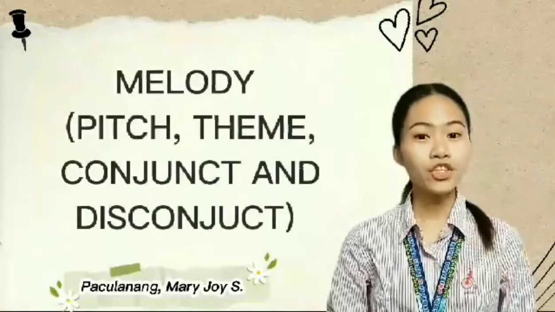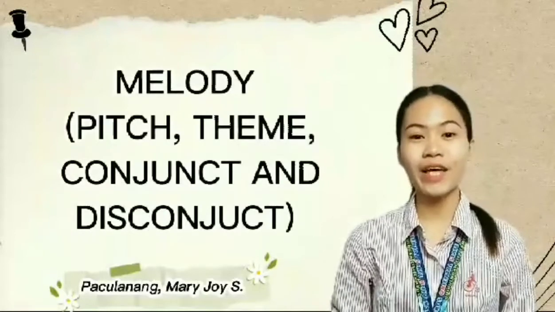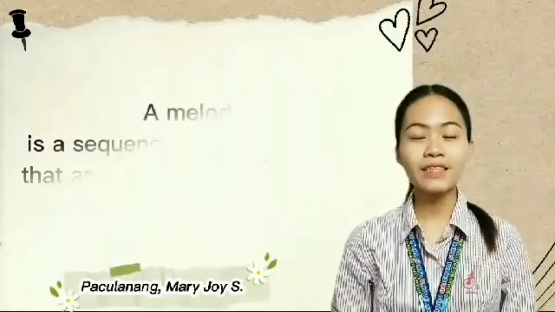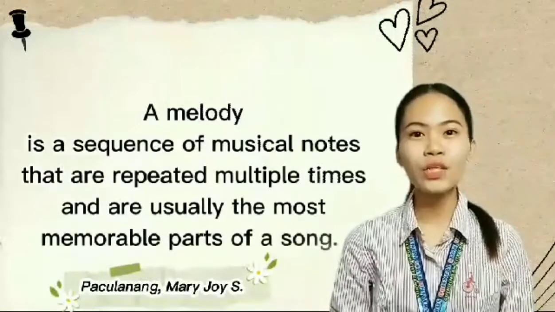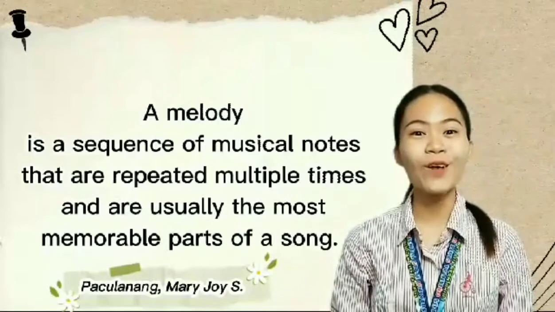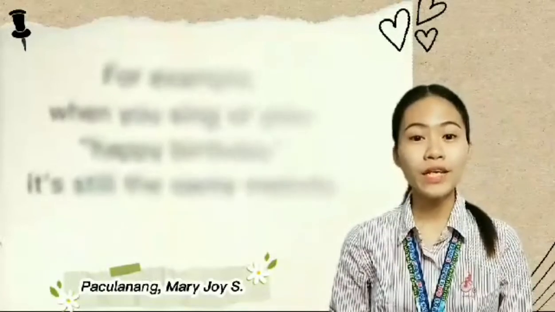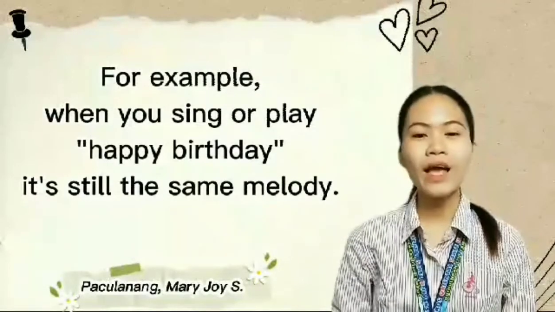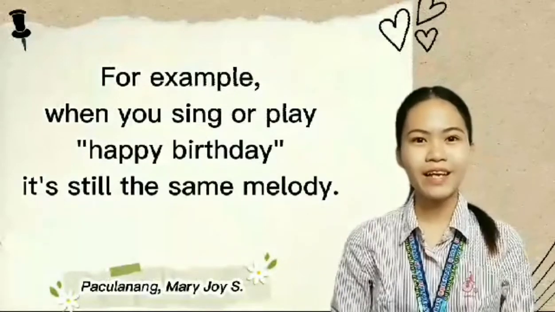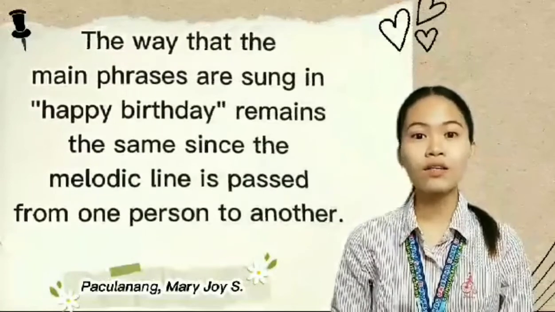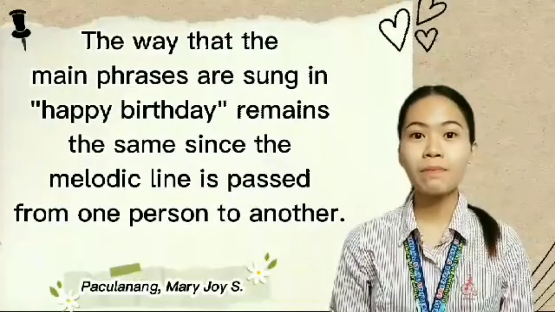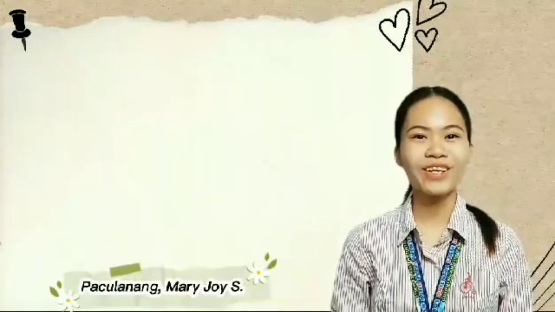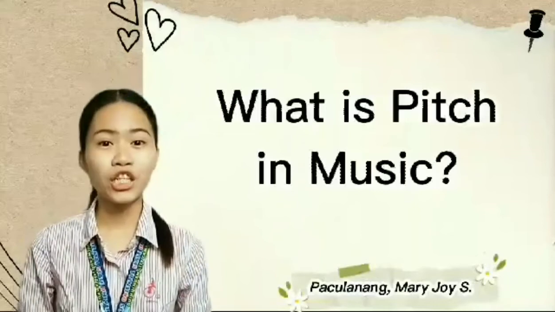Now, let's tackle what is melody, pitch, theme, conjunct, and disjunct in music. Melody is a sequence of musical notes that are repeated multiple times and are usually the most memorable parts of the song. For example, when you sing or play the Happy Birthday song, it's still the same melody. The way that the main phrases are sung in Happy Birthday remains the same since the melodic line is passed from one person to another. Next, what is pitch?